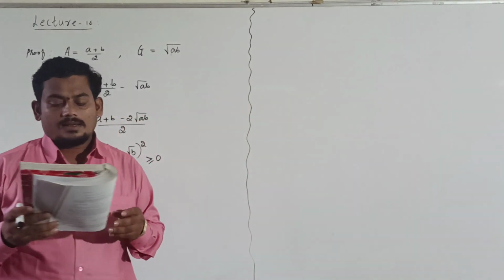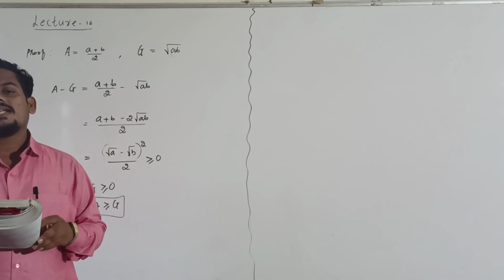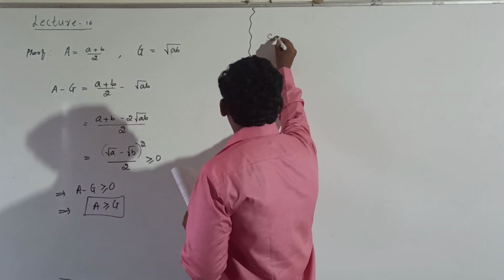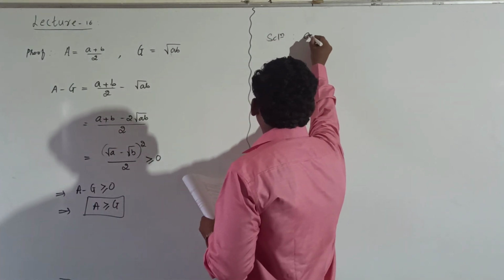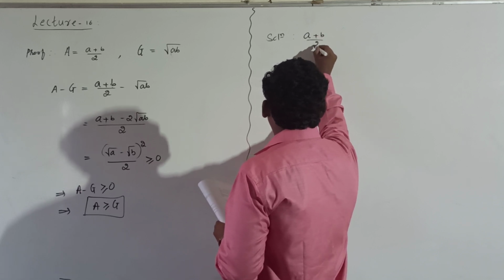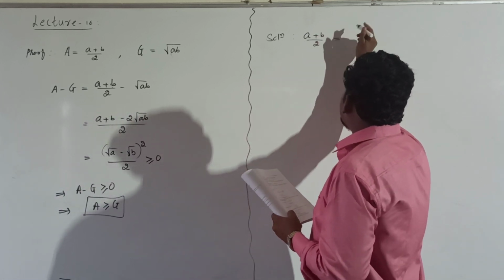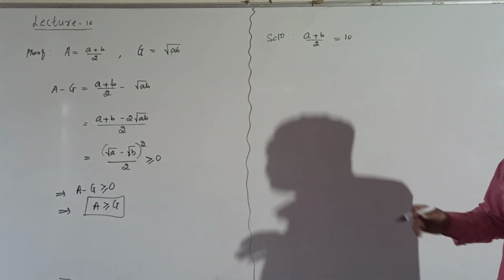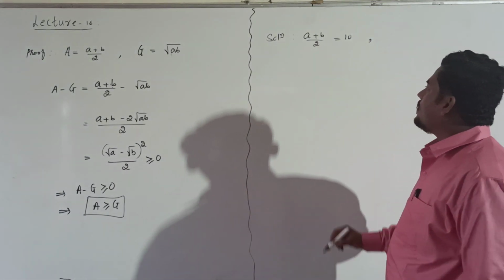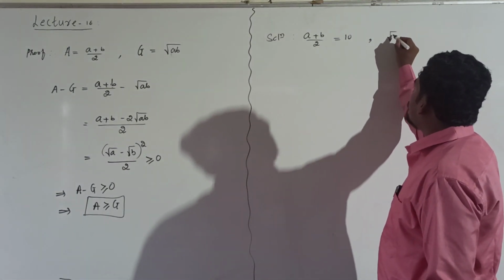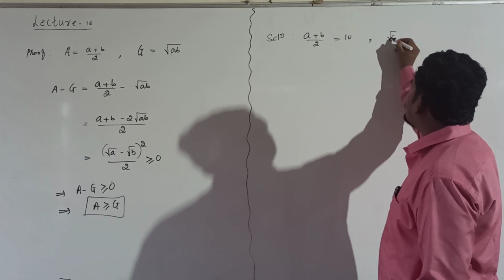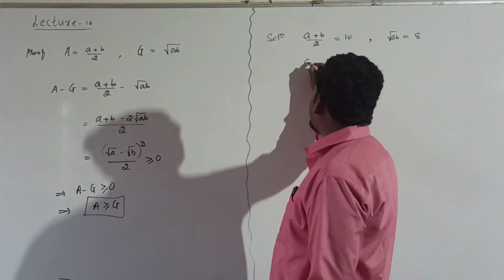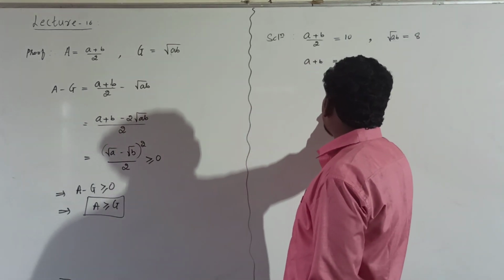What they have given? AM of two positive numbers and GM of two positive numbers. For two positive numbers a and b, a plus b divided by 2 value is 10. Arithmetic mean of two positive numbers is 10. And geometric mean between the two positive numbers small a and small b is also given, that is 8. From this I will write a plus b is equal to 20.